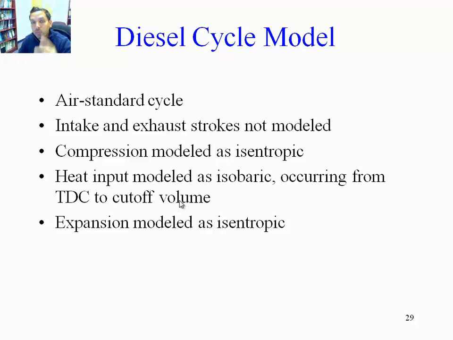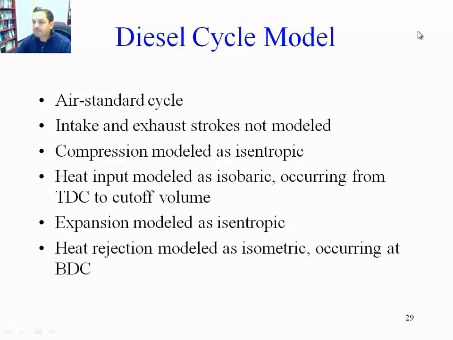So there are two processes in which work is being created: the process from 2 to 3 and the process from 3 to 4. And finally, the heat rejection process is modeled as isometric, the same exact way as it is modeled in an Otto cycle. As the piston is all the way down in the bottom dead center, you model heat rejection.